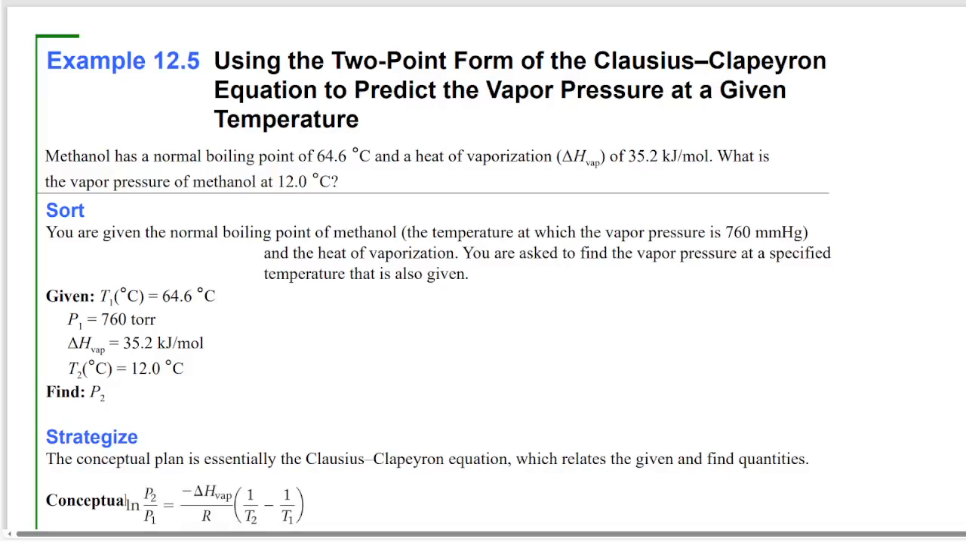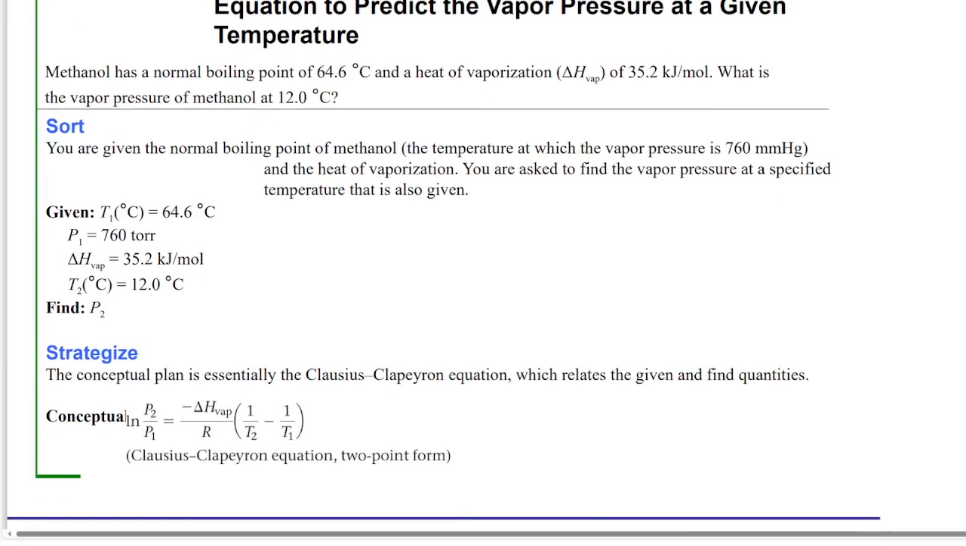For example 12.4, I made another video while I was discussing the chapter, and I discussed example 12.4 using the Clausius-Clapeyron equation to find some information about dichloromethane. But in this example, 12.5, we're going to be using the 2-point form of the Clausius-Clapeyron equation in order to predict the vapor pressure at a given temperature.